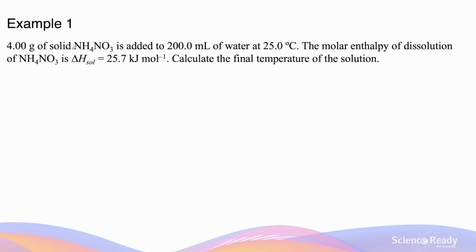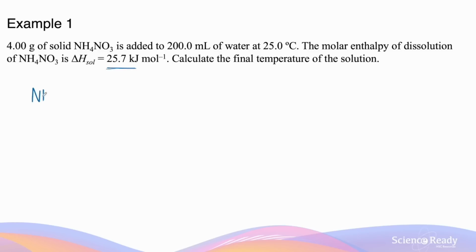4 grams of solid ammonium nitrate is added to 200 milliliters of water at 25 degrees Celsius. The molar enthalpy of dissolution of this compound is roughly 25.7 kilojoules per mole. So this positive value indicates that this is an endothermic reaction. Calculate the final temperature of the solution.